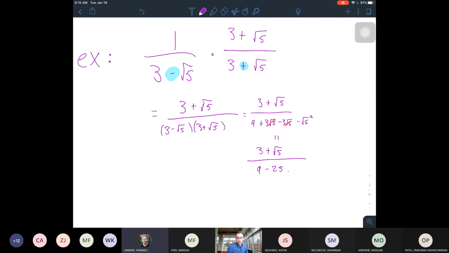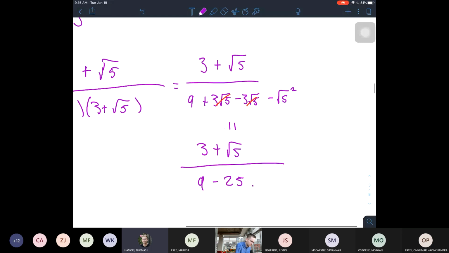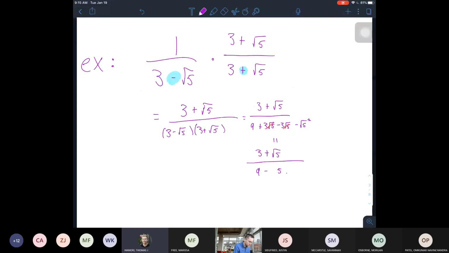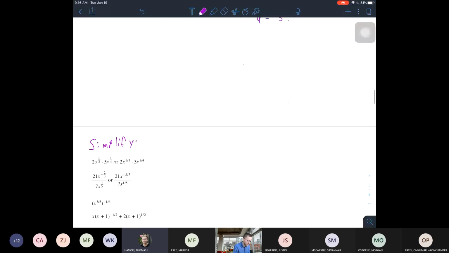Why is it negative 25? Oh my God, thank you. Another mistake. It should be minus 5. You're absolutely right. Thank you for pointing that out, Savannah. Okay, so yeah, when we take a square root of 5 and we square it, we just get 5. And we get back whatever was underneath the square root. Okay, great. Well, at least I'm keeping you on your toes.